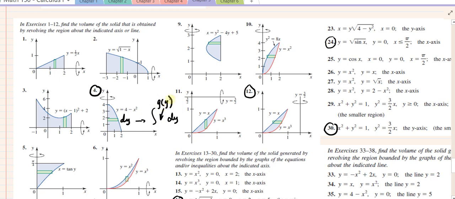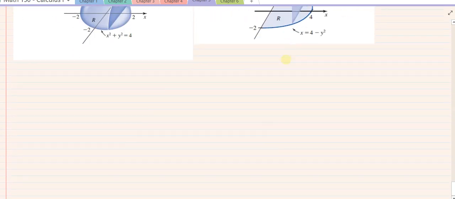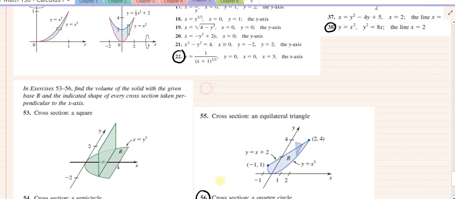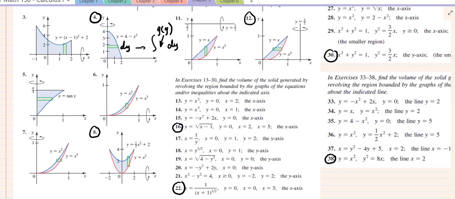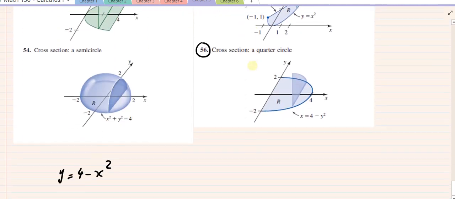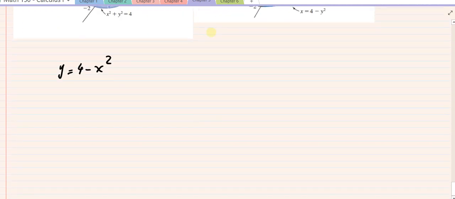So let's do number 4. Number 4 that we have y equals 4 minus x squared. True. And if I recall correctly from number 4, let's see, limits of integration go from 0 to 4, and the rotation is about the y-axis. Okay, therefore exercise number 4, the volume is going to be integral from 0 to 4 of pi r squared. Remember, r is x, and dy.